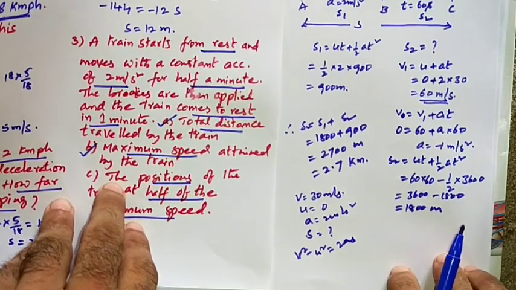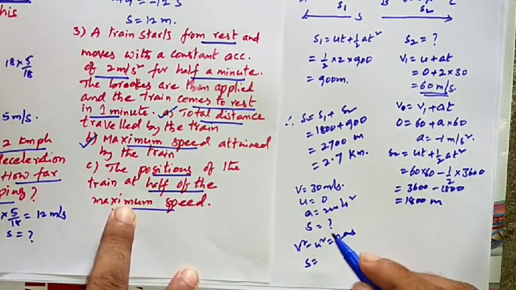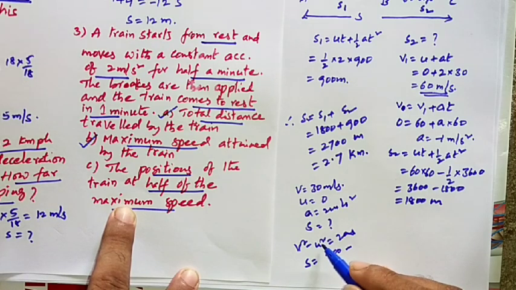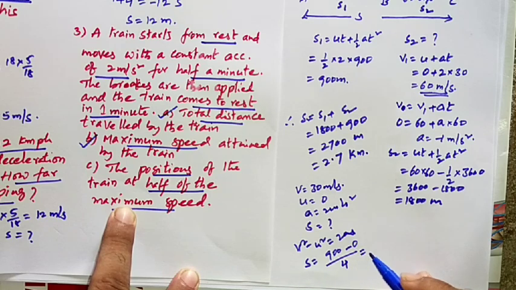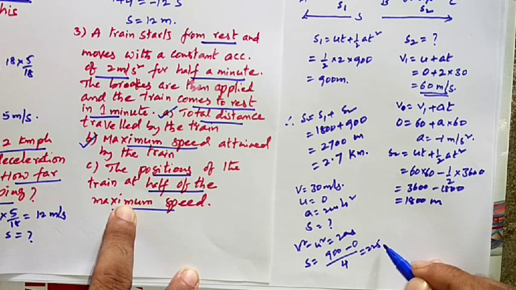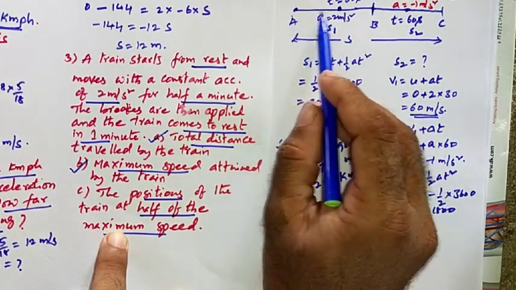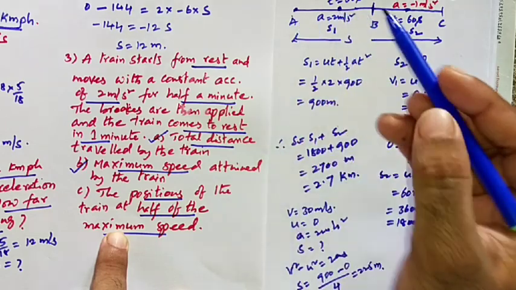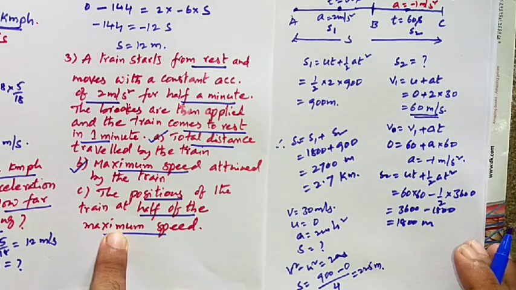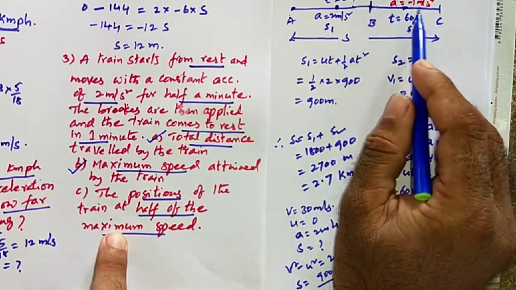Now from this formula we will get the s value. How much? v square means 30 square, 900, minus u square 0, by 2a, means 4. How much is this? 900 by 4. You simplify this, then it is 225 meters. Means from the starting point at 225 meters, its speed is half. Right. Next, here also it is possible to have 30, because from 60 it is going to 0.